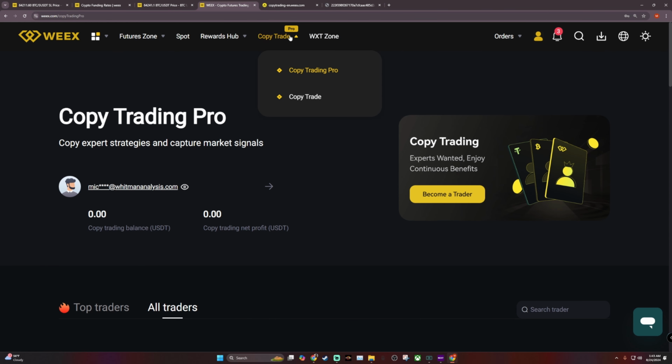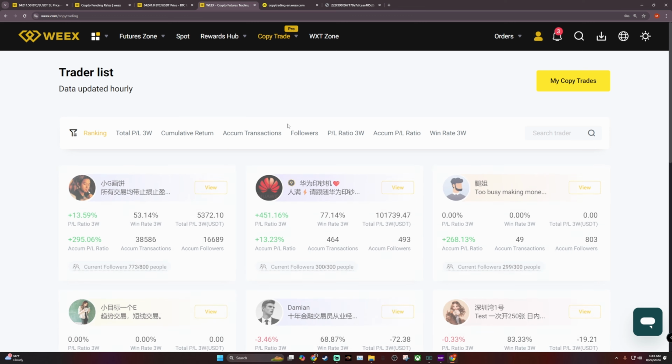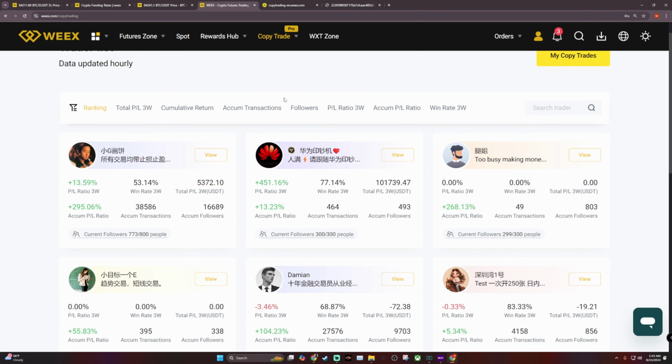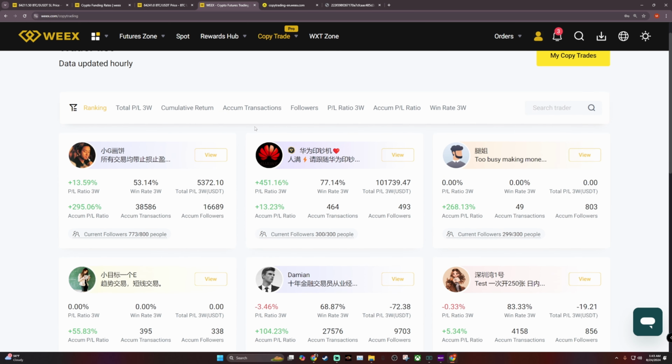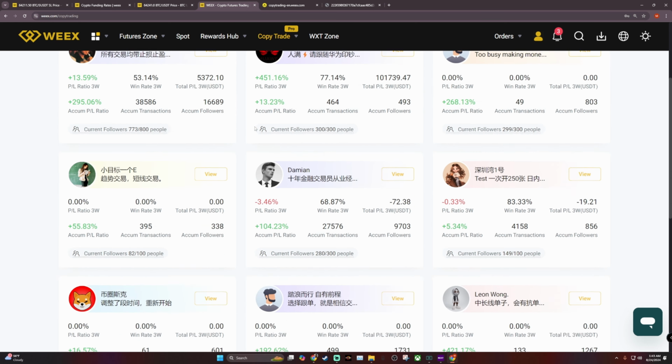Now, you guys can go to regular copy trading here as well. This one is basically just a basic version of this. It's not as flashy. This is something where the profit might not be as much, but what I say here is, even though the profit might not be as crazy in some circumstances, it is a little bit safer, I would say.